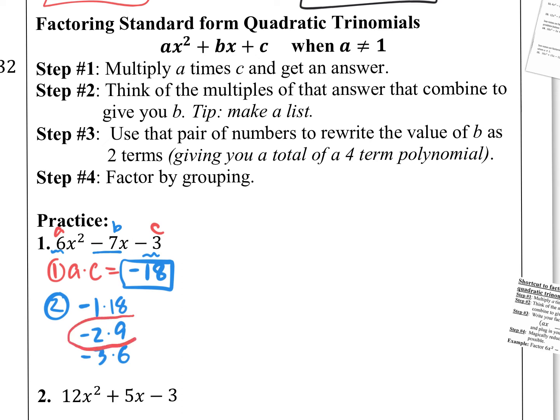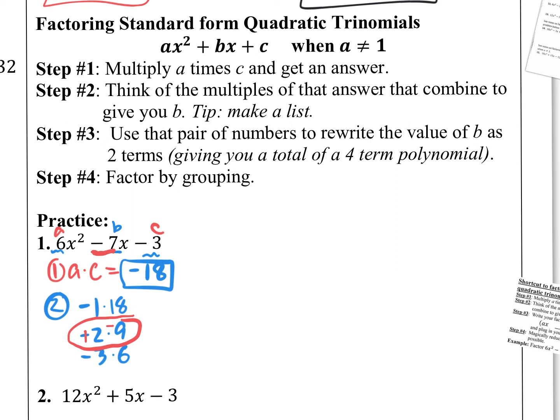So -2 and 9 gives us a +7, which is the same number, but I want it to be a -7. So I have the wrong sign. I have the right numbers, just the wrong signs. So change that to a plus, change that to a minus, and that's the pair of numbers that we want for step 2. Let's move on to step 3. It says use that pair of numbers to rewrite the value of b as 2 terms, giving you a total of a 4-term polynomial. What?